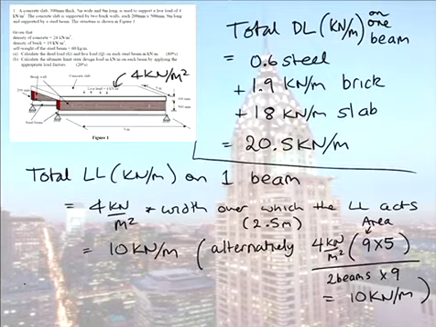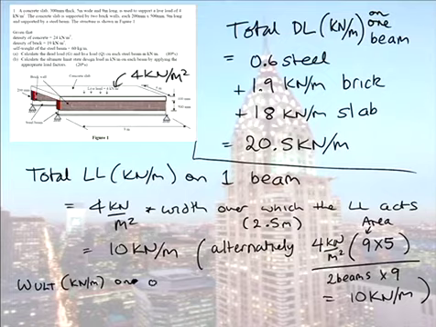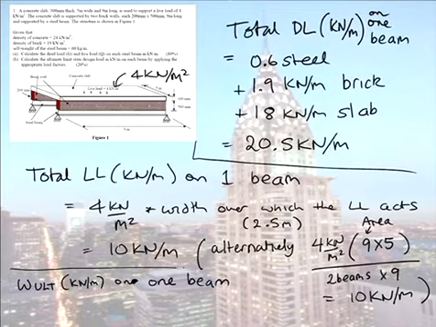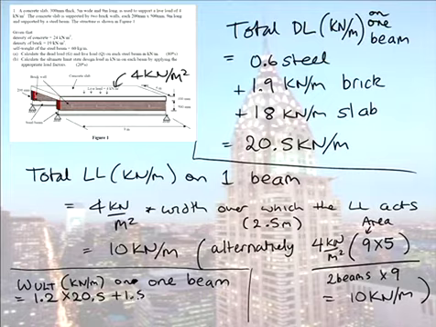So finally, our ultimate limit state loading in kilonewtons per metre on one beam. This is our final answer. Well, that's equal to 1.2 times our dead load of 20.5 plus 1.5 times our live load of 10, which is a value of 39.6 kilonewtons per metre.